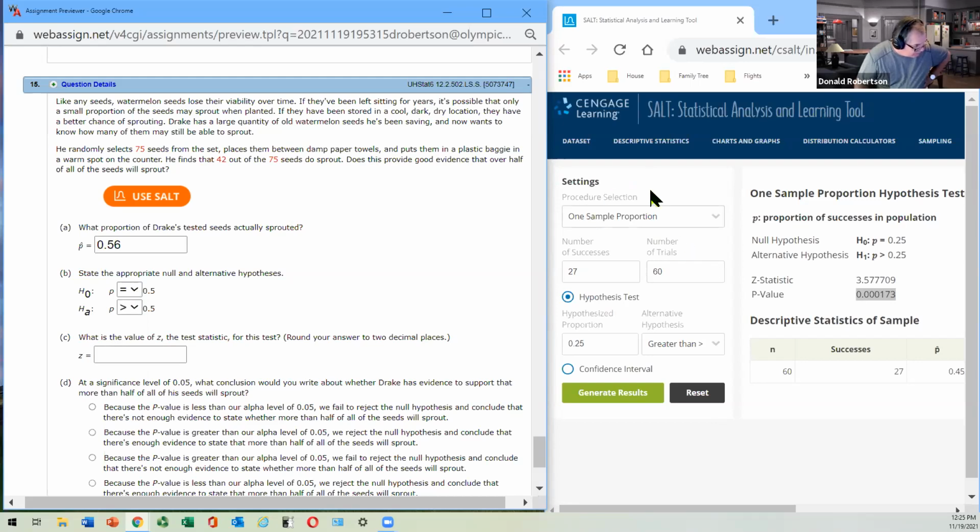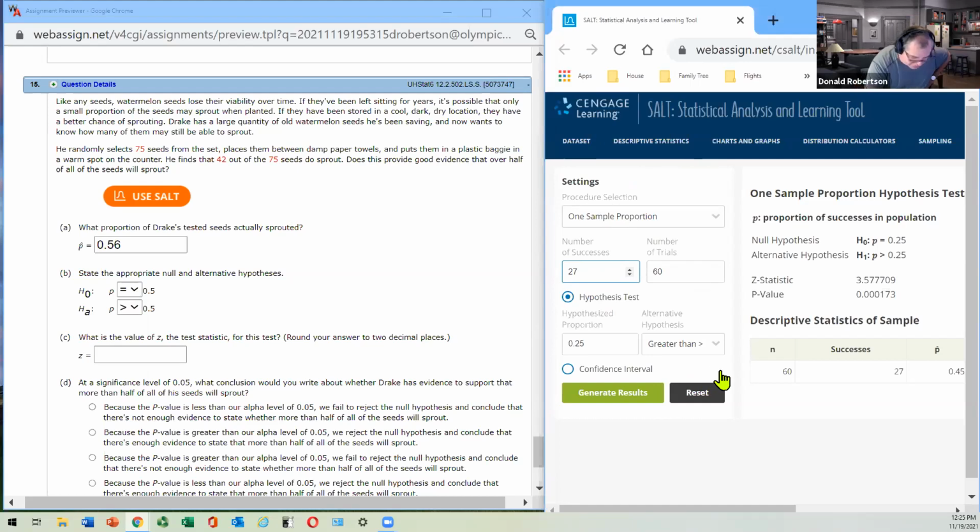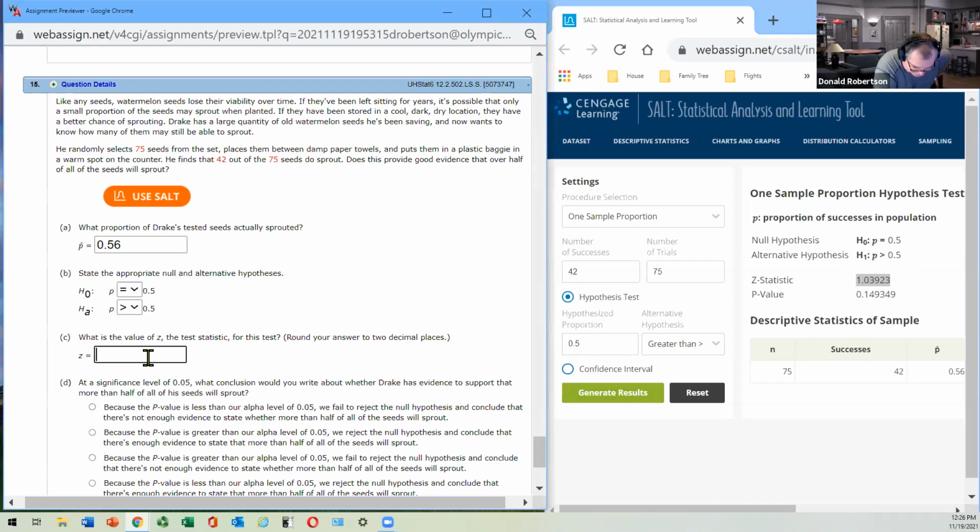Okay. Now, we can use this guy. One sample again. This time he managed to get, what was his numbers again? 42 out of 75. So 42 out of 75 goes here. We're looking for a 0.5 and a greater than 0.5. That's set up. So when I generate results, I get a z-score, sometimes just called the statistic. And I'm putting it here. That goes there. And to 2 decimal places, that ends up being that guy.